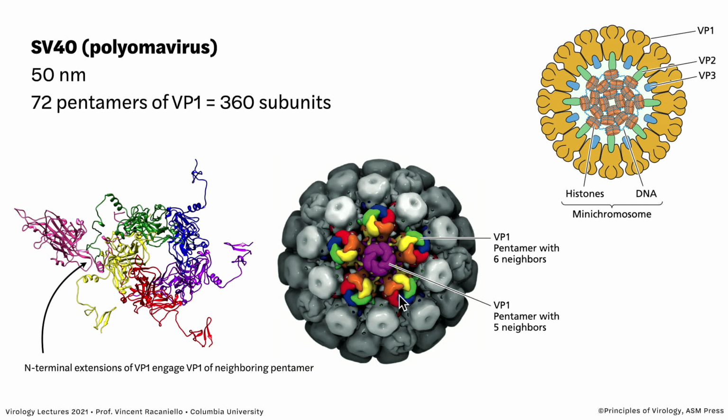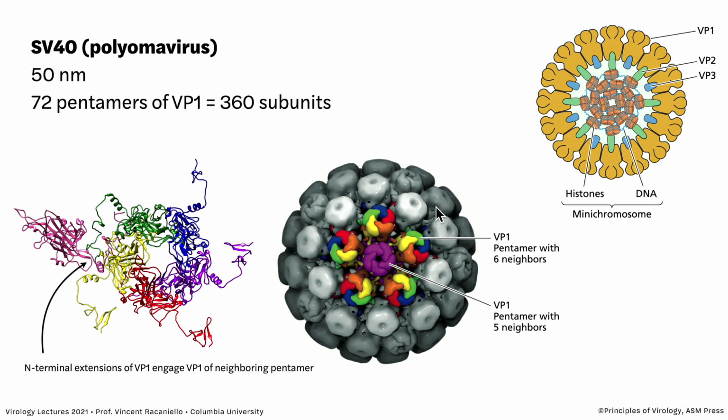But what's really cool about this one is that these pentamers are locked together by the N-termini and the C-termini of the VP1 subunit. So you can see here the N-terminal extensions of VP1 are engaging VP1 of the neighboring pentamer. See this purple magenta actually is going into the yellow pentamer. It's forming non-covalent bonds, of course, and that holds it together. It gives the particle great stability. So it's another example of how you can build very stable particles.